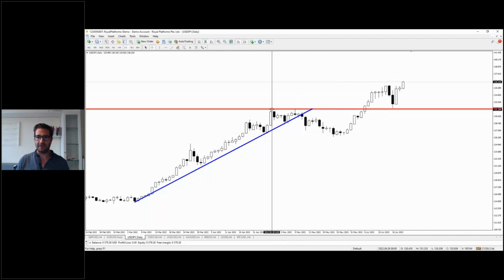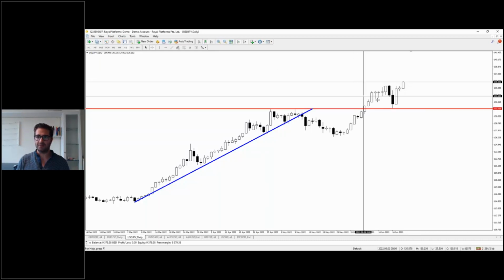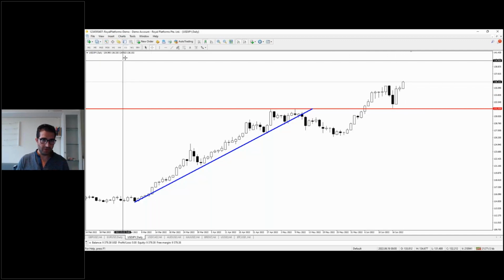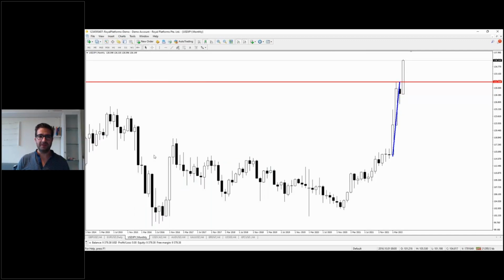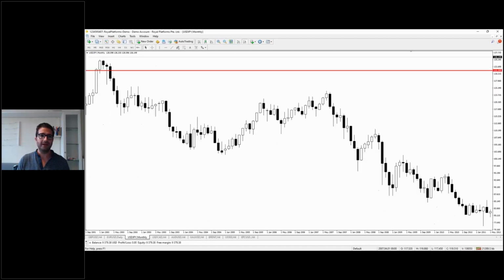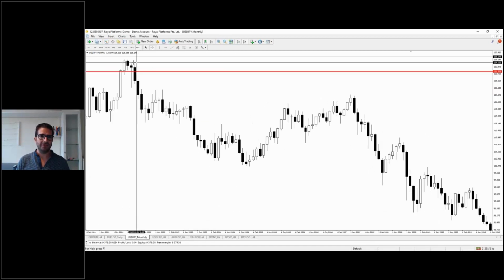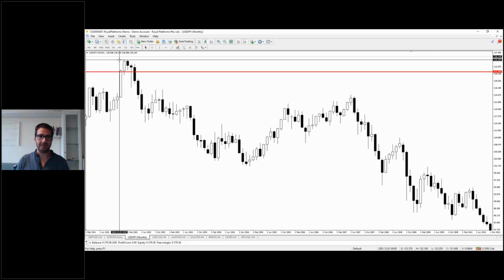Moved to the upside, breaking the previous high here. Then found support and buyers and moved to the upside. This move to the upside, by the way, broke the previous high in January 2002. So if I go back in time, the market managed to break this previous high around January 2002, okay, which is 10 years from now. No, sorry, 20 years from now. Okay, so the market managed to break this high.